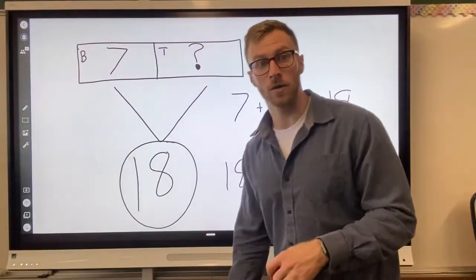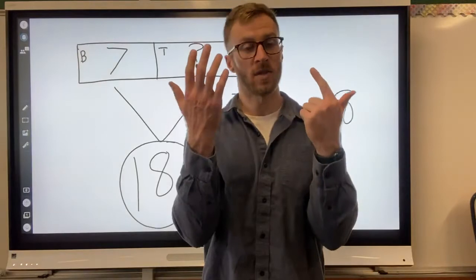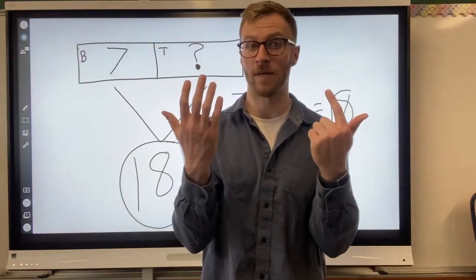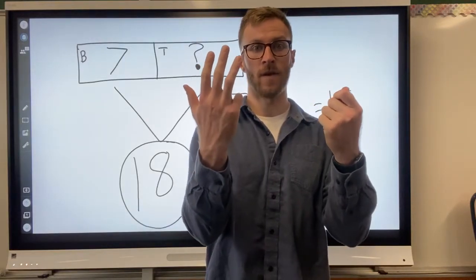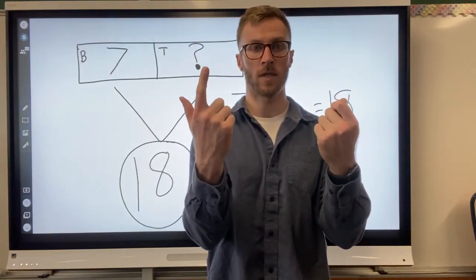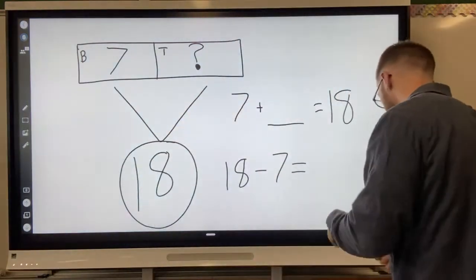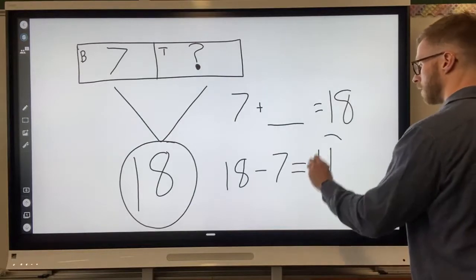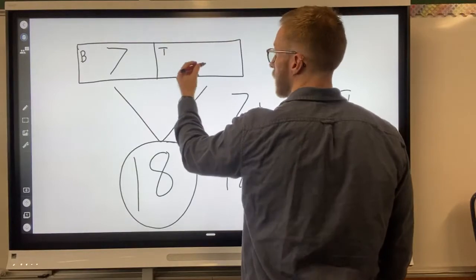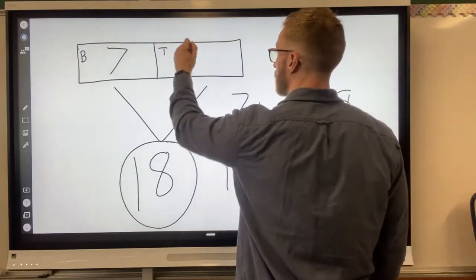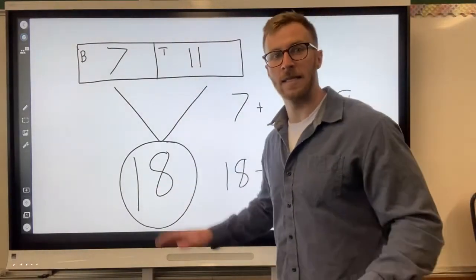I'm going to count backwards from 18 by 7. So here's my 7. I'm going to start at 18 and go backwards. See if you can count with me. 18, 17, 16, 15, 14, 13, 12, 11. No more fingers up. So our answer is 11. So that must mean if Ben caught 7 and Tamara caught 11, together they have 18 seeds.